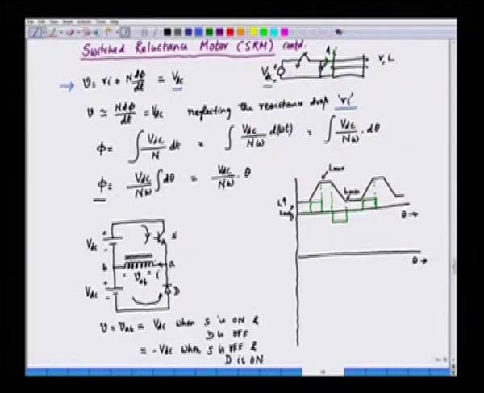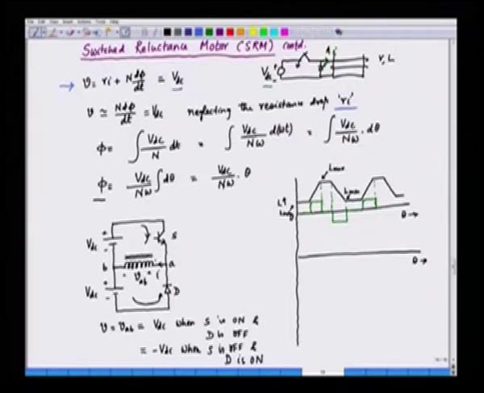So, if we say that Ri is neglected, we can say that V is equal to N d phi by dt, and that is equal to the applied voltage, and the flux can be found out by simple integration. Omega is the speed. If we divide by speed and multiply by speed, we get the integration of VDC by N omega d theta, and that is simply VDC by N omega into theta.